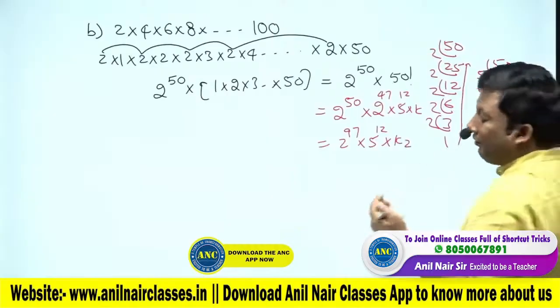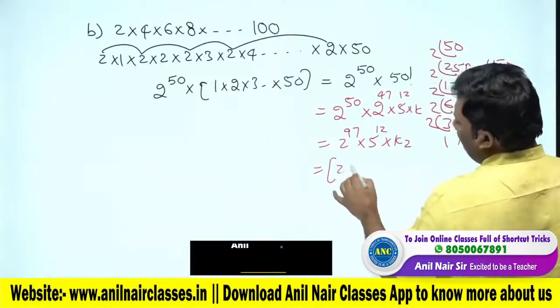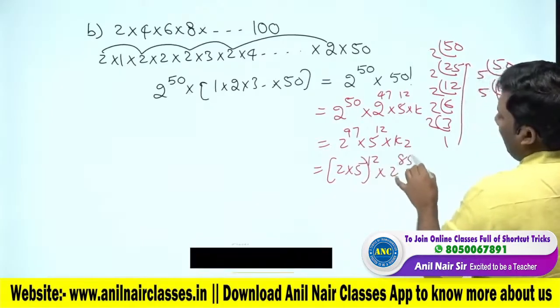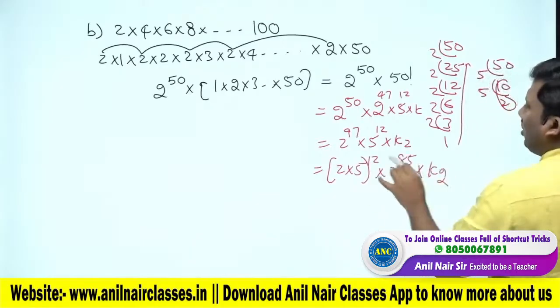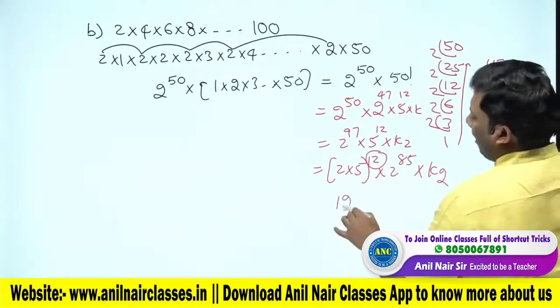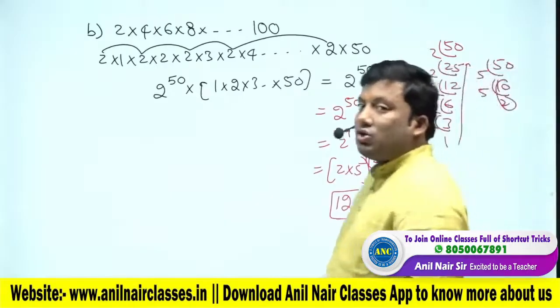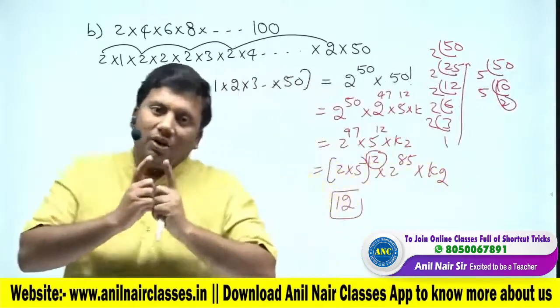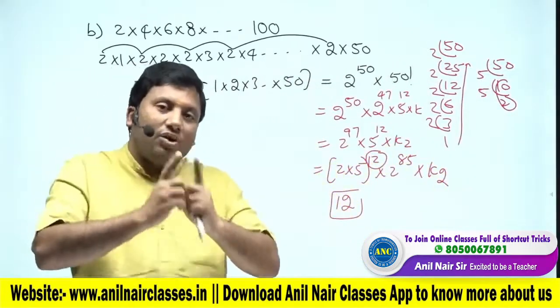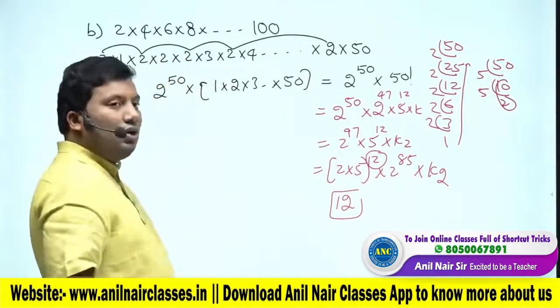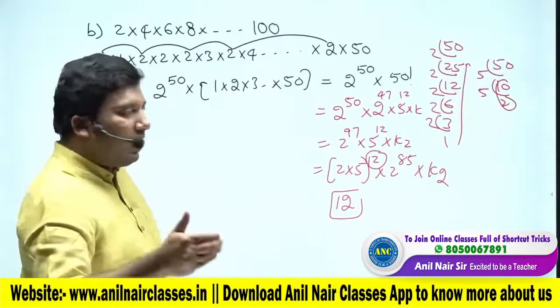To get the number of trailing zeros, I need the highest power of 5. 2 power 85 into 2 power 12 into 5 power 12 into k2. So 10 power 12, it will have 12 zeros at the end. Whenever you are finding the number of zeros at the end, you need the power of 2 as well as the power of 5.